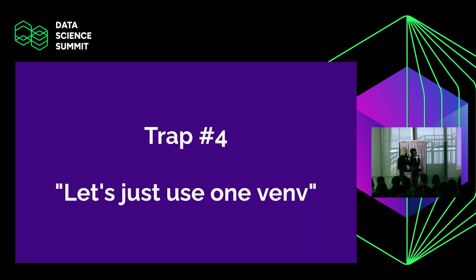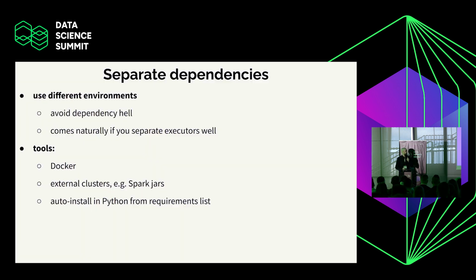Okay, trap number 4. Let's just use one venv. Okay, this will surely scale. We'll have just a small set of dependencies. Yeah, this could not be further from the truth. You absolutely should use different environments. At least for different workflows, for different pipelines, you should have separate environments. But ideally, you should have a separate environment for different tasks, because your tasks will be vastly different.